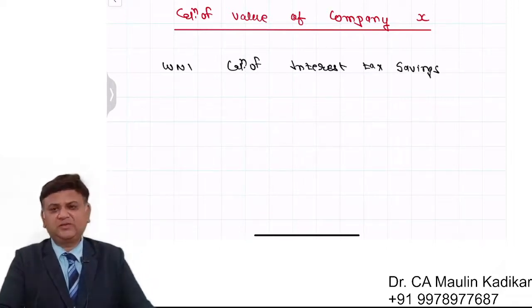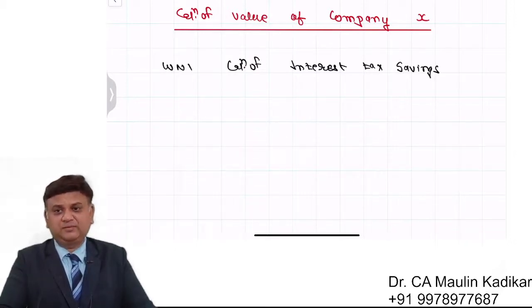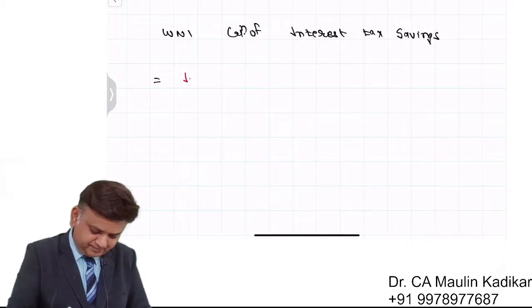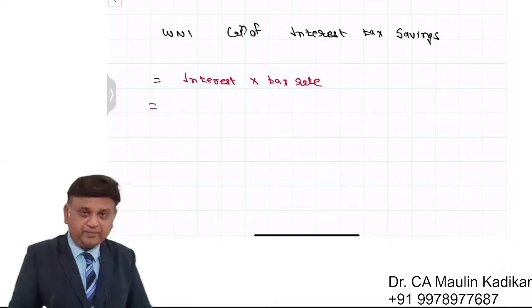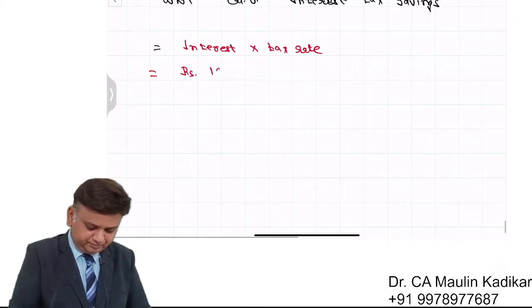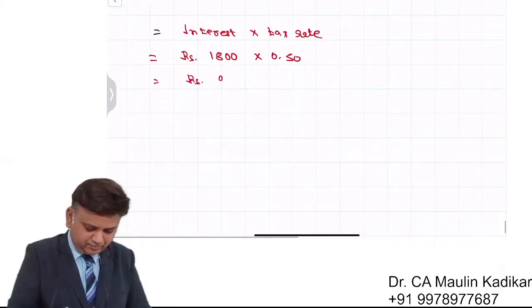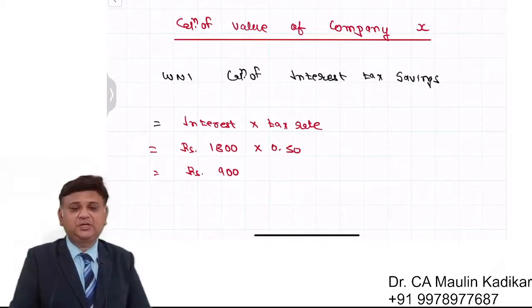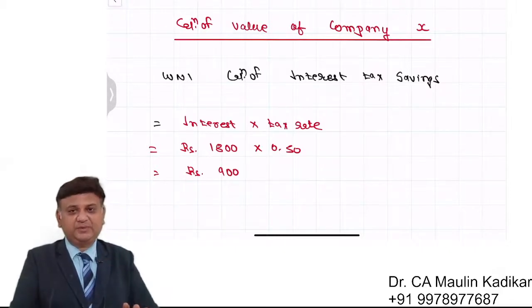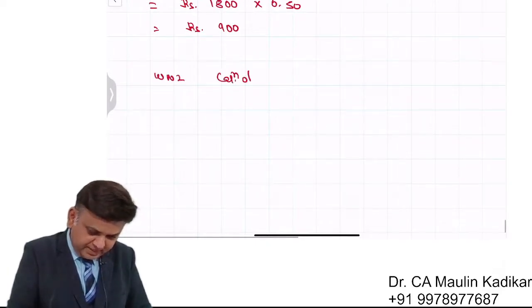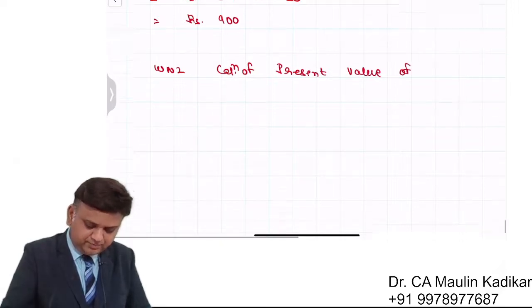Anybody can write in the chat box what is the interest tax saving advantage that company X will have. Dear students, the interest tax saving advantage can be calculated as interest into tax rate. What is the amount of the interest? It is 1800. What is the income tax rate? 50%. So what is the interest tax saving advantage? It is rupees 900. This is the first working note that we are preparing. Write the answer along with me. Working note number 2, calculation of present value of interest tax saving.